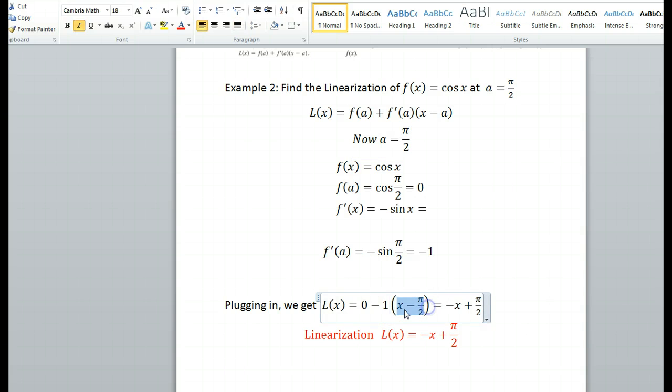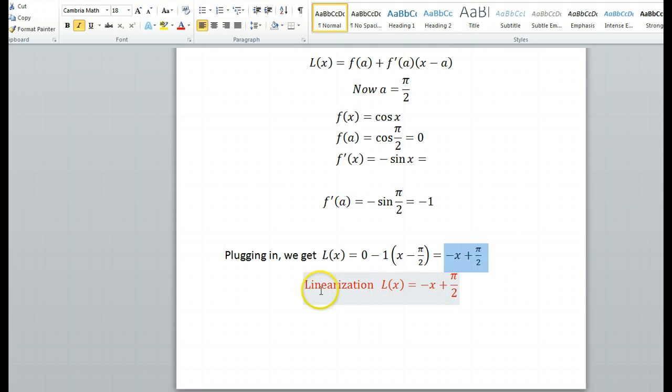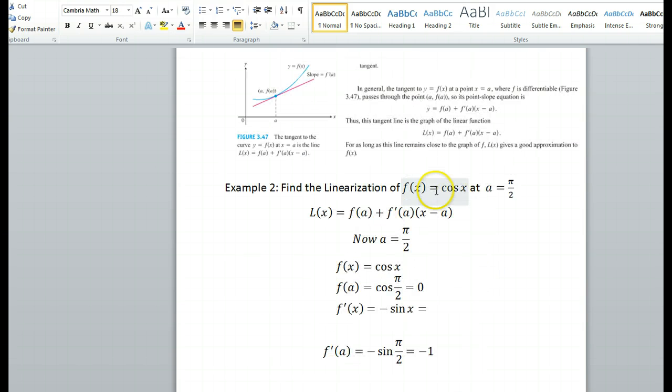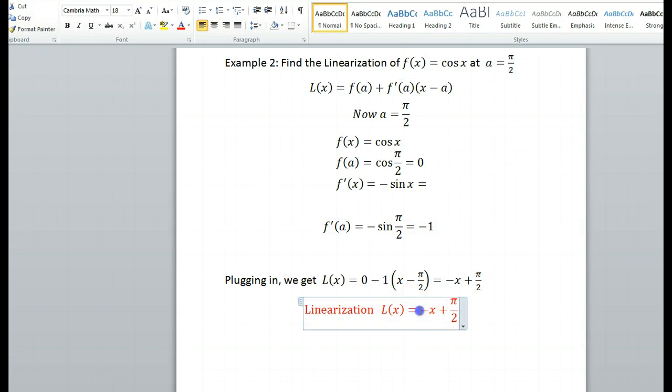So you expand this out, distribute the negative 1 inside, and you get negative x plus pi over 2. So that's your linearization. The linearization is negative x plus pi over 2. Once again, you started with a weird function, not really weird, but it's certainly not linear: cosine x. And bingo, your linearization is nothing but a straight line. Can you see the slope of negative 1 and the intercept? So does that mean that the cosine can be replaced by a straight line? No, but in the neighborhood of this point, pi over 2, you can replace it by this.